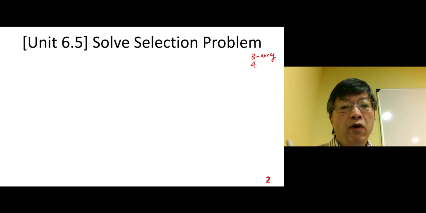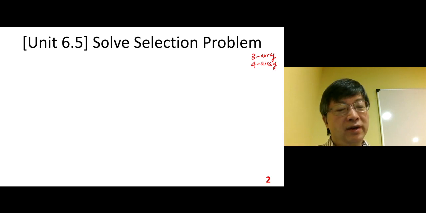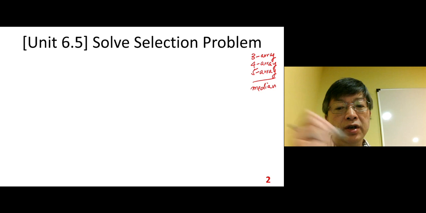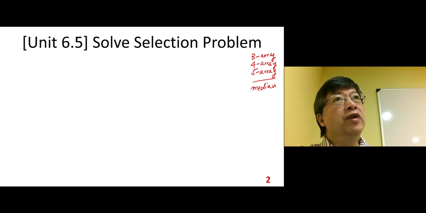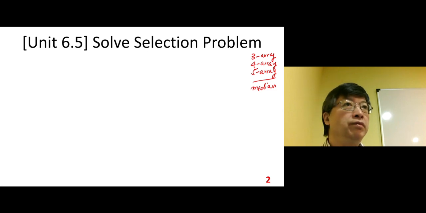The median problem for a 4-element array, the second largest or smallest. We did a little bit in our exercise or homework. And we did the median problem for a 5-element array, right? So the median, special cases. But in this unit, we will solve the general selection problem, including the general median problem.